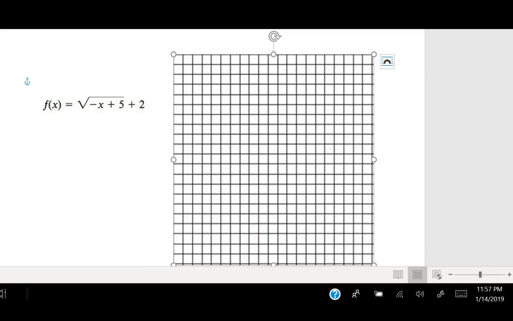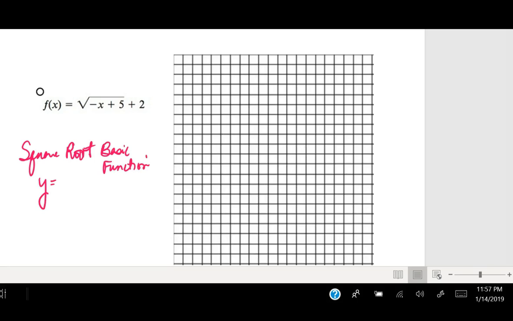This is a square root function. I know it because it has a radical. And the index is not shown, so it's a square, it's 2. And we write that as y is equal to the square root of x. So let's sketch in that square root function, basic function now. I've sketched in the square root function. This is the basic function, right? Let's see how we've transformed it.